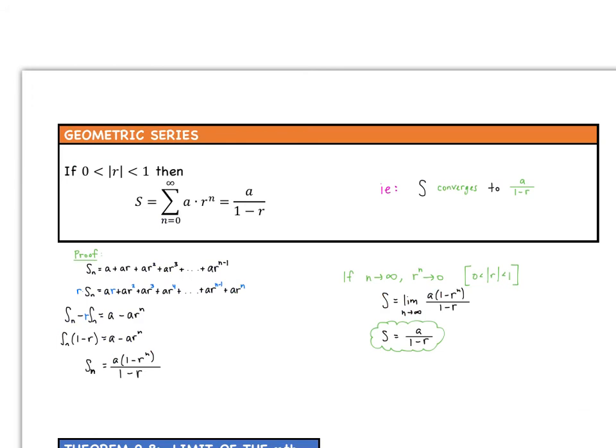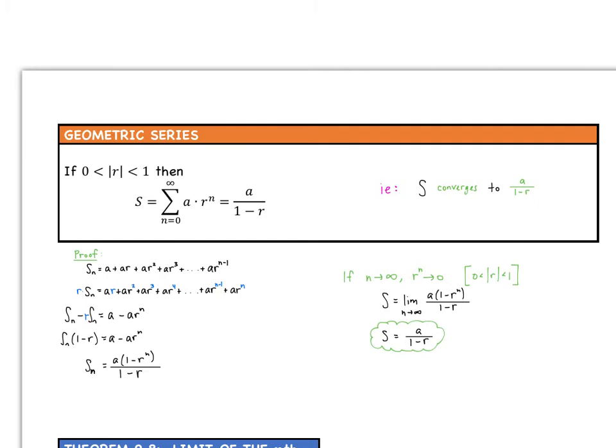So for a geometric series, what we can conclude is if the absolute value of our R value is between 0 and 1, then we can go ahead and find the sum of this series. We can say it will converge. So S is going to equal the sum of A times R to the n, and it's going to equal A over 1 minus R. So what does this mean? Again, it means that the series converges to A over 1 minus R, only when the absolute value of R is between 0 and 1.